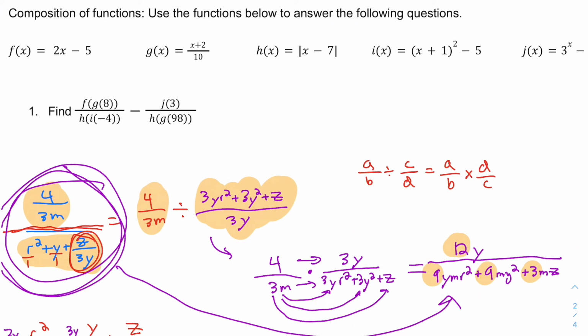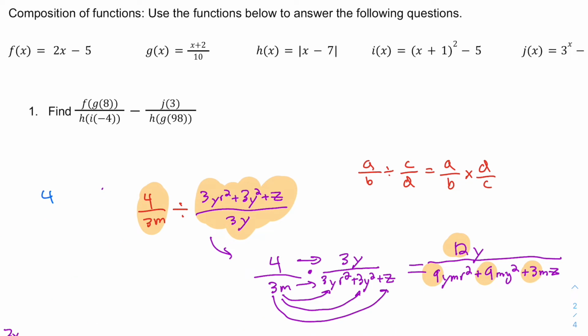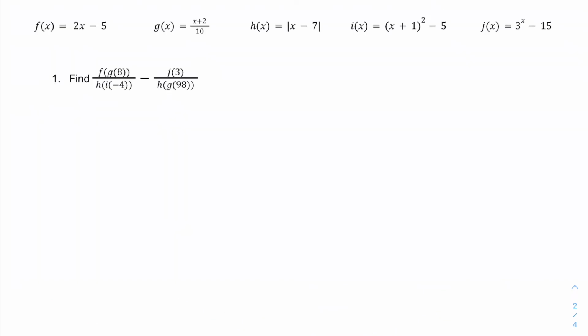Okay, now we can look at our composition of functions. For our first composition of functions problem, we are given functions f of x, g of x, h of x, i of x, and j of x. f of x and g of x are linear functions, h of x is an absolute value, i of x is a quadratic, and j of x is an exponential function. And so we're just evaluating composition of functions to find a result. So I'm going to start with f of g of 8.